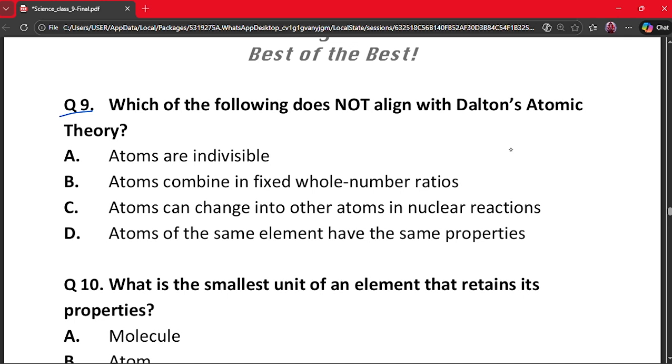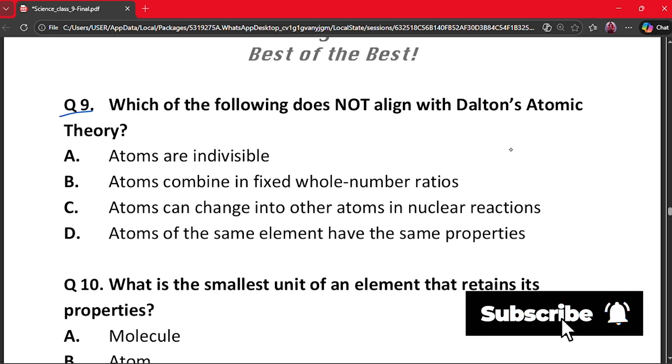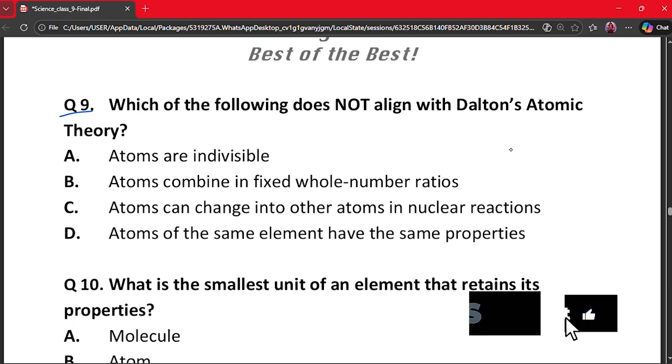Which of the following does not align with Dalton's atomic theory? A. Atoms are visible. B. Atoms combine in fixed whole number ratios. C. Atoms can change into other atoms in nuclear reactions. And D.